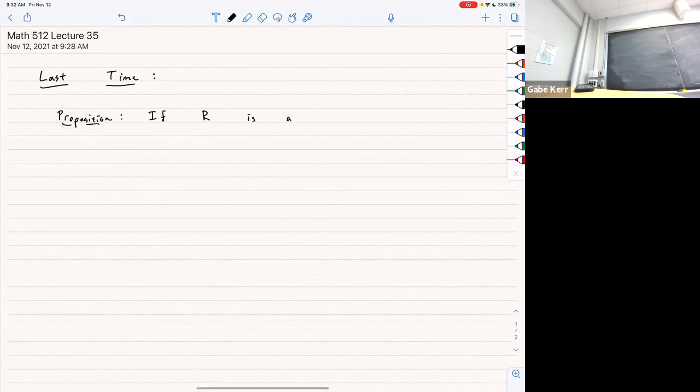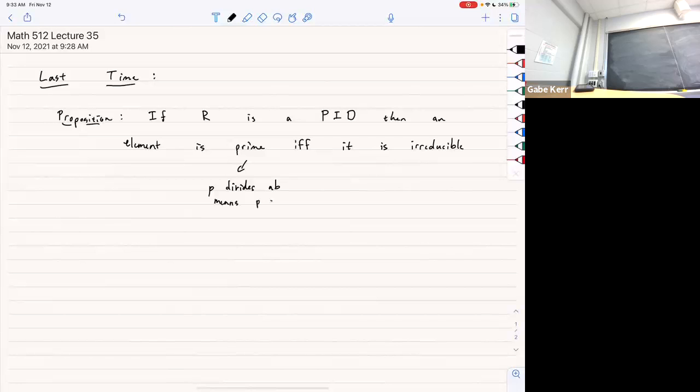If R is a PID, then an element is irreducible if and only if it is prime. Prime will always imply irreducibility, but irreducibility is not primeness in general. Prime, remember, means that if P divides AB, then P divides A or P divides B. Divisible means P equals AB times something.